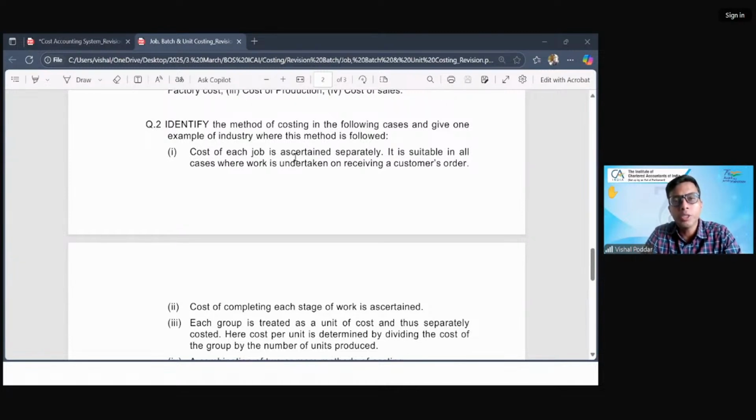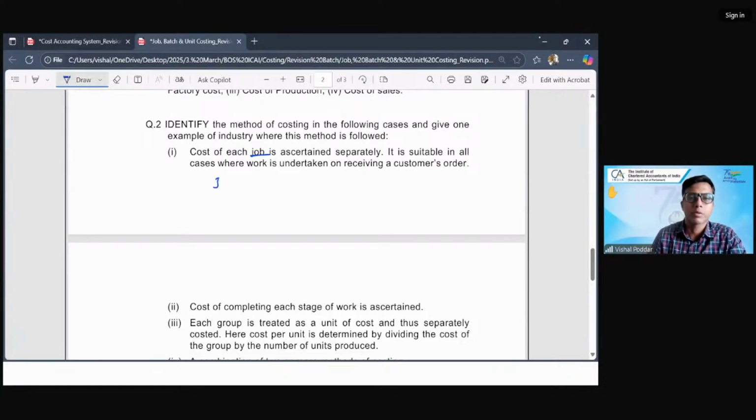Cost of each job is to be ascertained separately. It is suitable in all cases where work is undertaken on receiving a customer's order. So where you are doing costing for each job separately, yes, Manivanan, it is job costing. So method is job costing.